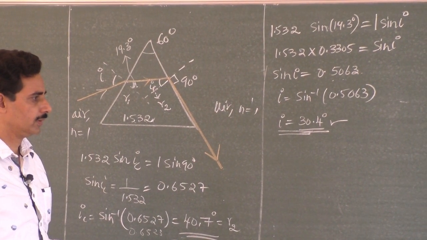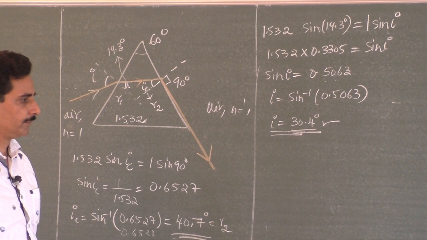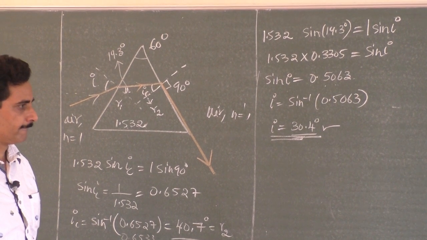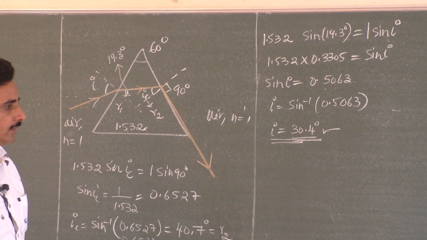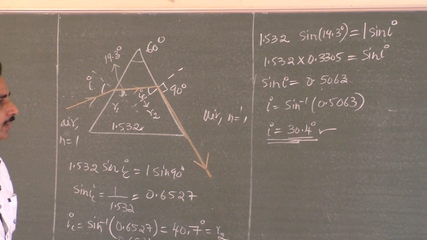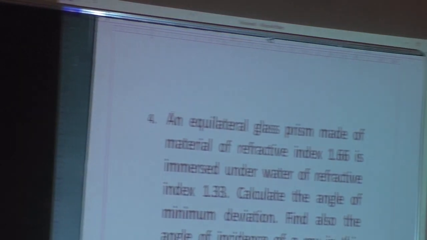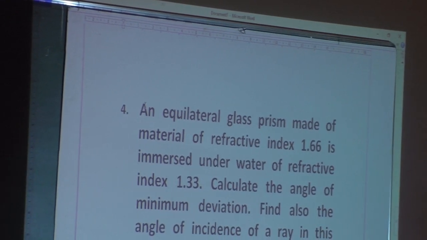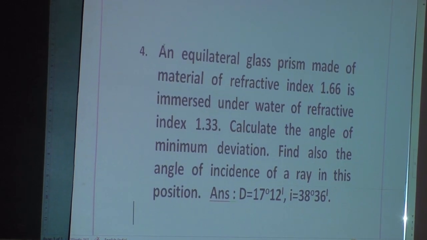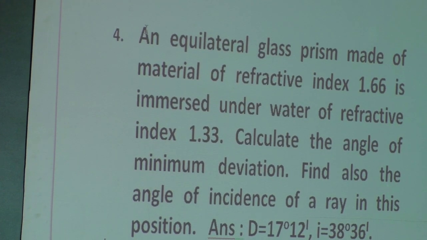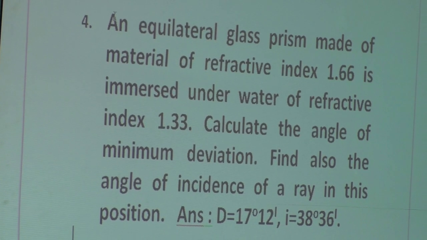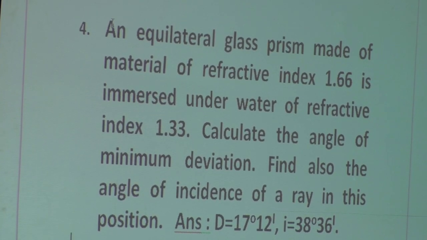Okay, then we will move on to the next problem. Yes, that is this one. An equilateral glass prism made up of material of refractive index 1.66 is immersed in water of refractive index 1.33. Calculate the angle of minimum deviation. Find also the angle of incidence of the ray in this position.